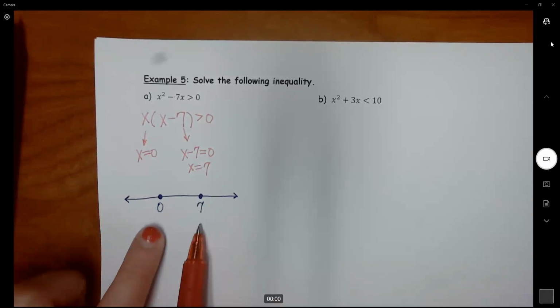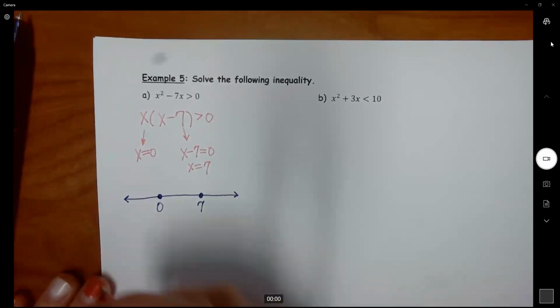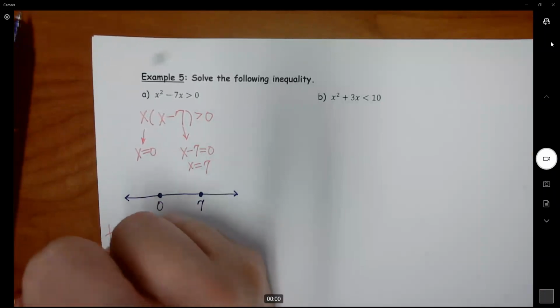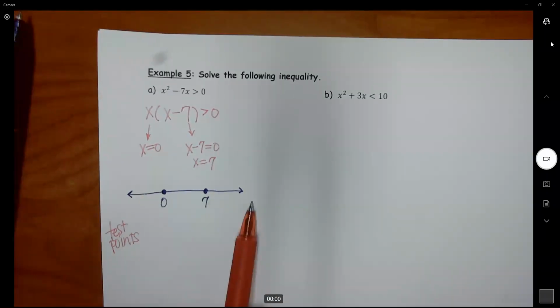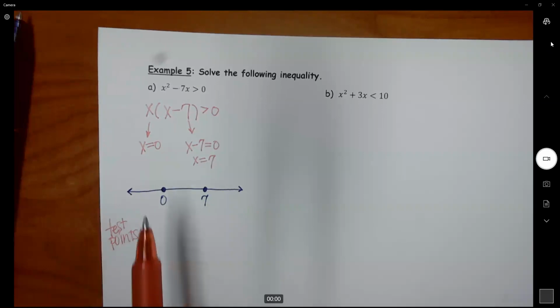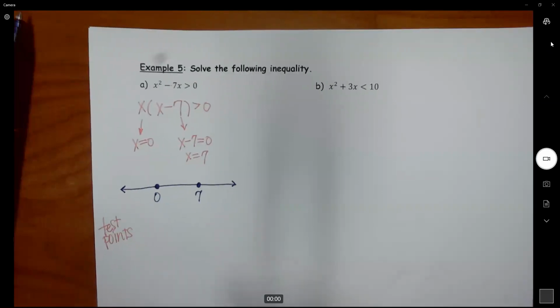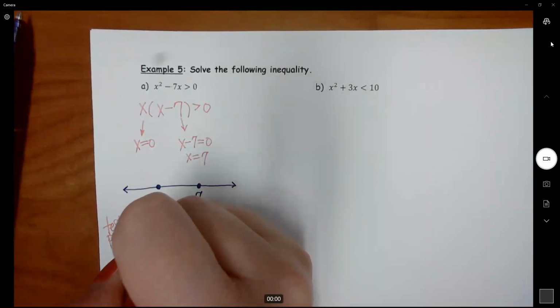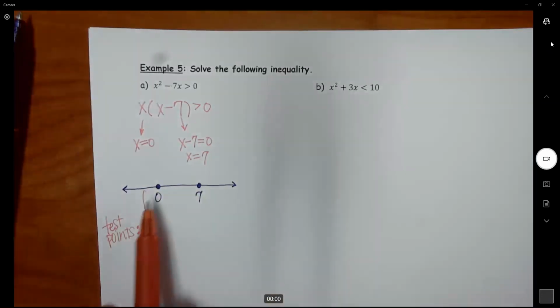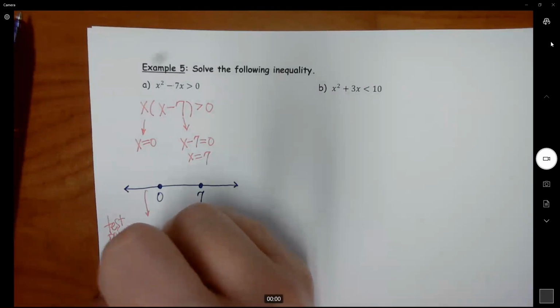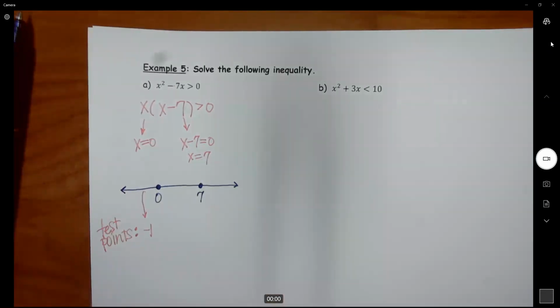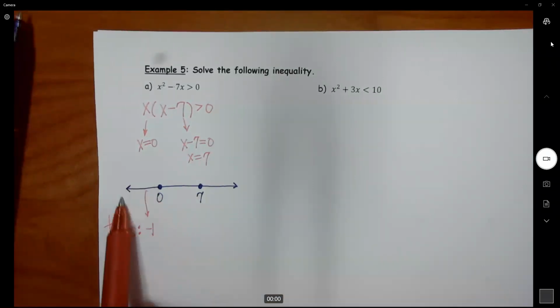Once you solve this and you get your numbers on your number line, you need to pick some test points. You want to pick your test points in between your intervals of your solution. So in this case, I've got 3 different intervals I need to do. Here you'll pick something that is less than 0. I'm going to go with negative 1, but we could have picked negative 2, negative 5, negative 10, negative 50, negative 106. You just need something that is less than 0.